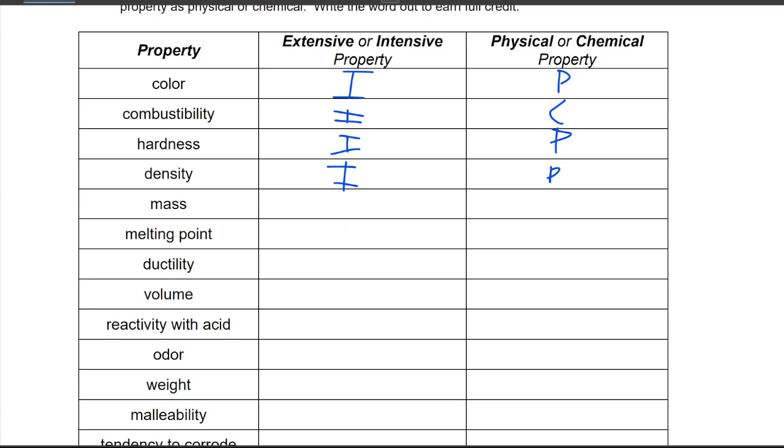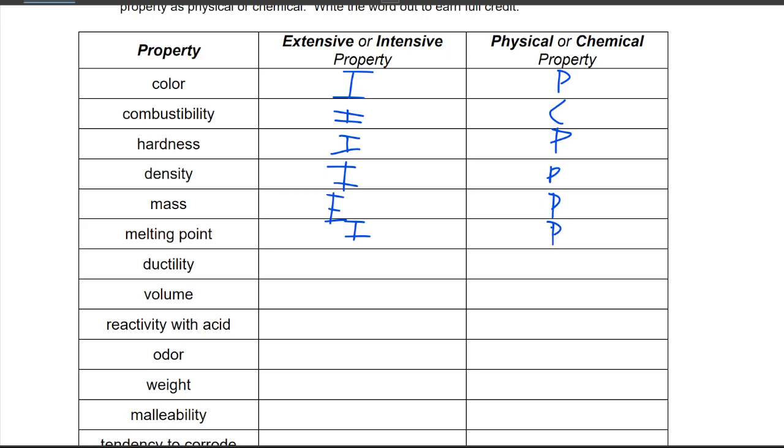So mass was our example for extensive. So the mass of those two aluminum cubes, best example, will change depending on how much of it there is. There's more matter in the larger cube. It is physical though, nothing to do with chemical reactions. Melting point is like when something is able to change from a solid into a liquid, like ice turning into liquid water, but there's no chemical changes happening when it melts. It's just a change of state.